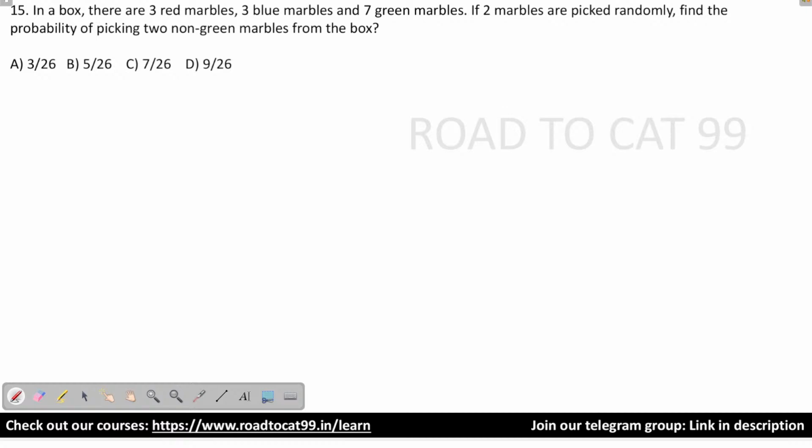देखो क्या बोल रहा है. In a box there are 3 red marbles, 3 blue marbles and 7 green marbles. If 2 marbles are picked randomly, find the probability of picking 2 non-green marbles from the box. है ना? 2 non-green marbles मतलब you have to completely ignore the green marbles, right?